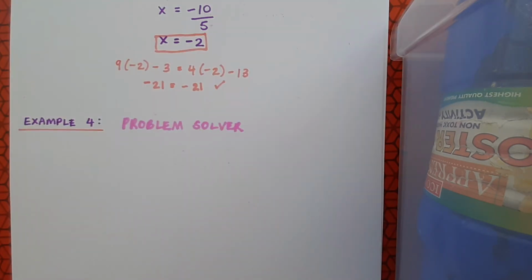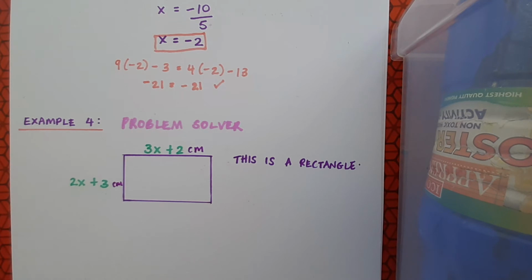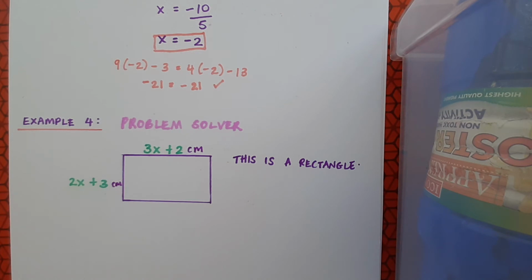For example number 4, we're going to do a problem solver. So in my diagram, I have a rectangle. Now, I haven't drawn it particularly well. Can you think, what should I add into this diagram to really clearly indicate that it's a rectangle? Take a moment to copy this diagram into your copy first of all, and then mark in any additional markings that you think should be included.